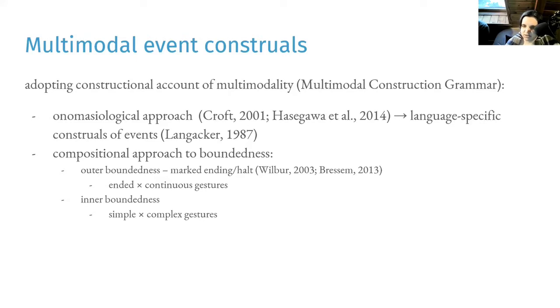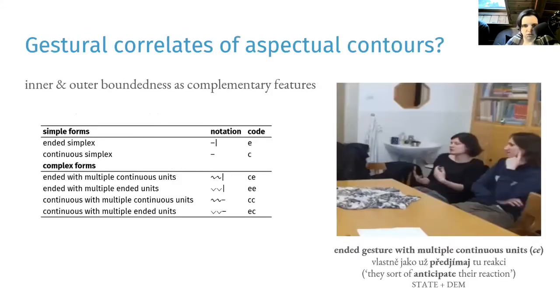Unlike most previous studies, we propose a compositional approach to boundedness, distinguishing between outer and inner boundedness, which I explain in a moment. The outer and inner boundedness are complementary features in our model. Outer boundedness is signaled by a marked ending or a halt in the gestural movement, and it's quite akin to sign language phonology as presented, for instance, in Wilbur in 2003. And it's also similar to phonologically based guidelines for gesture classification in Bressem.